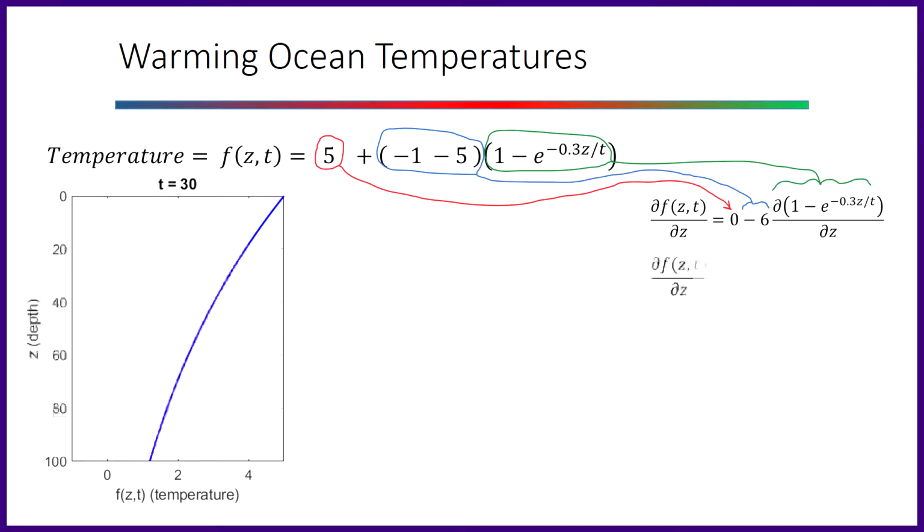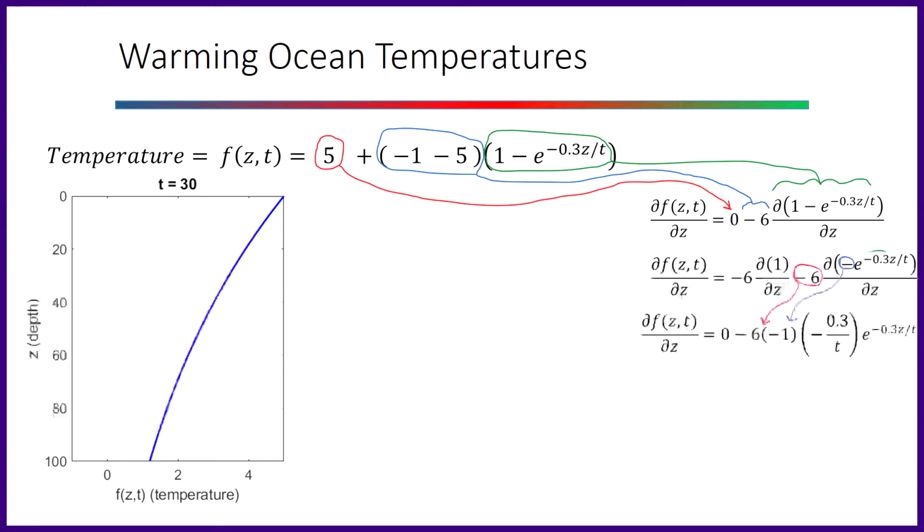Next, we can simplify this sum by splitting up the derivative of 1 minus e to the -0.3 z over t into the derivative of 1 minus the derivative of e to the -0.3 z over t. Next, we take the derivative of both of these. The derivative of 1 is, of course, equal to 0, and the derivative of -e to the -0.3 z over t is going to be equal to -1, which was the original constant in front of the exponential, times -0.3 over t, which is the constant in the exponent with z, times e to the -0.3 z over t. And this all simplifies to -1.8 divided by t times e to the -0.3 z over t.